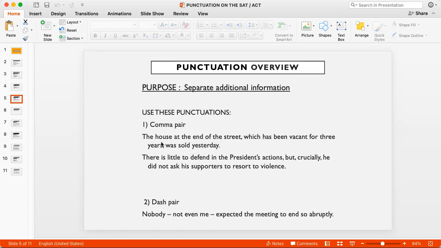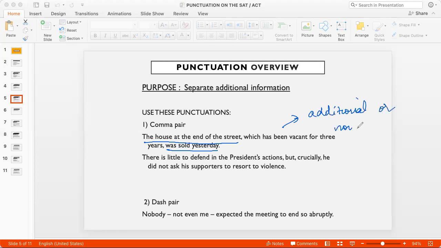So if I want to read this sentence, I can simply say the house at the end of the street was sold yesterday, right? That is grammatically accurate. That's a complete sentence. So the fact that it has been vacant for 3 years, this is known as additional or non-essential information. And whenever you have that, you put a comma before it and you put a comma after it, right? So the house at the end of the street, comma, which has been vacant for 3 years, comma, was sold yesterday.